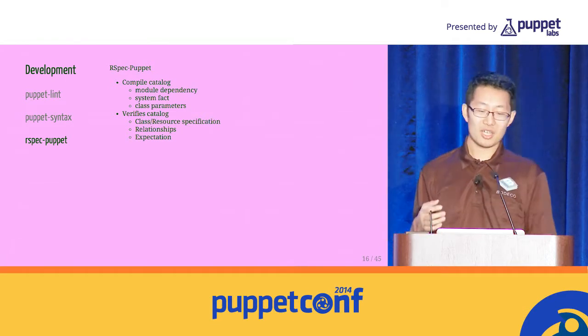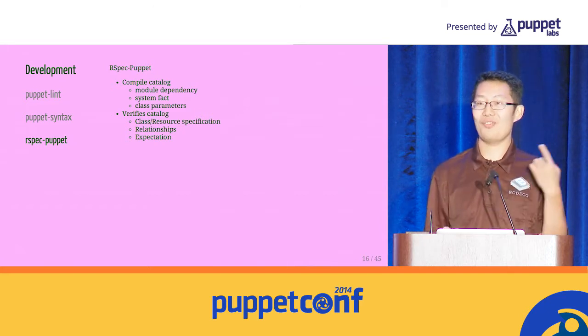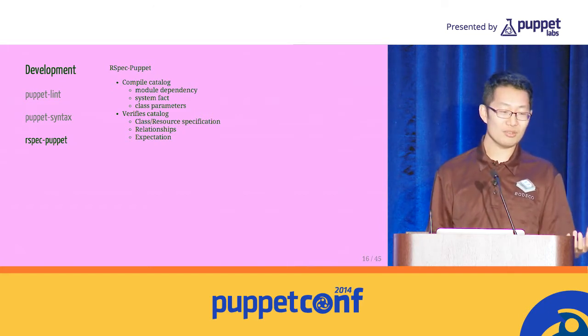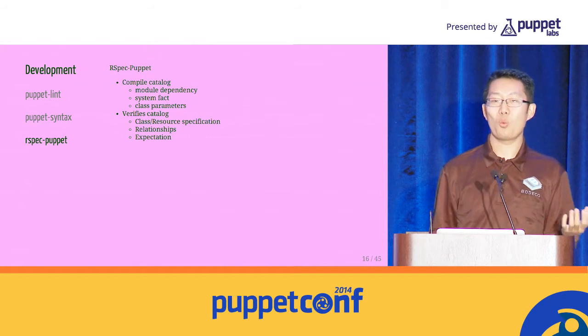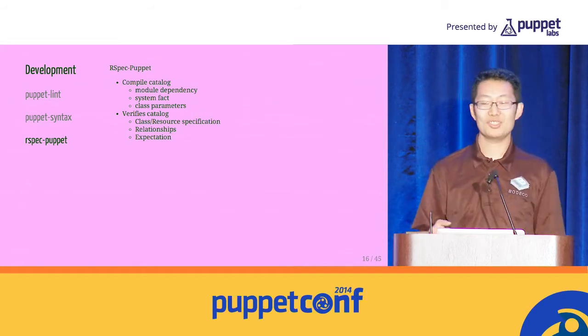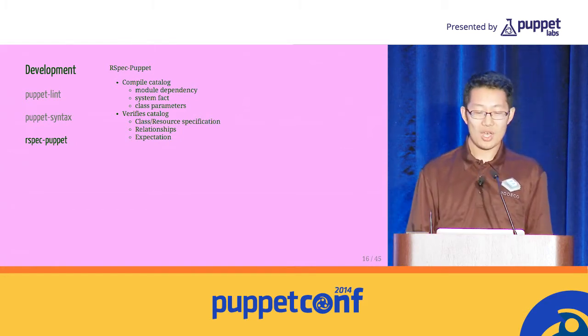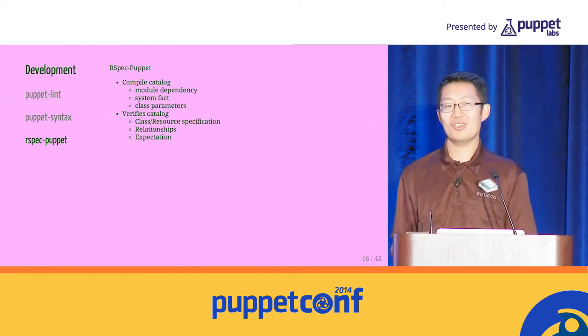And this comes from several parts of information. First, it needs to know the client's facts. So when an agent runs, it tells the server what kind of system it is, what information it has, and what custom facts it has. Once this is submitted, the master generates a catalog, and the client enforces the catalog. So this lets you know whether your manifest compiles or not.